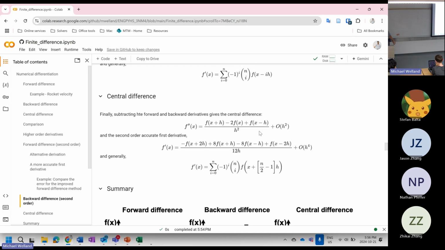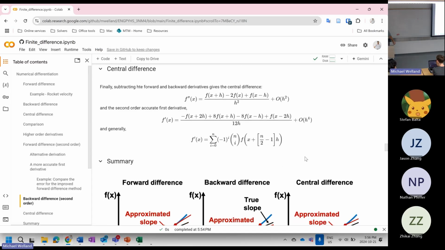Notice how now we're doing 4 function evaluations instead of 3. So when we were doing forward difference, to get a better first derivative, we would have to do 3 function values. For central difference, now we have to do 4, but our order has also increased. So we've gone from order 2 to order 4, which is again a whole lot better.